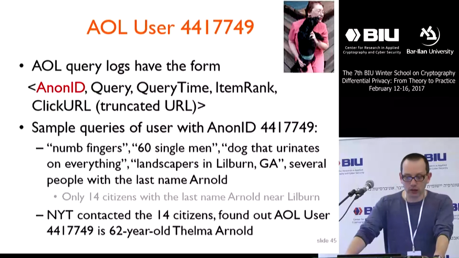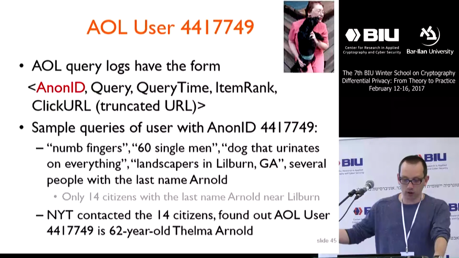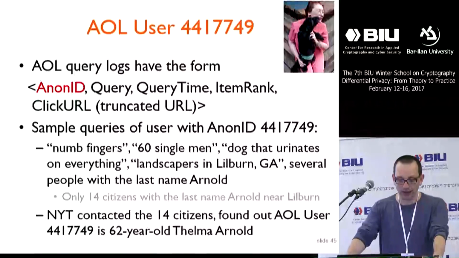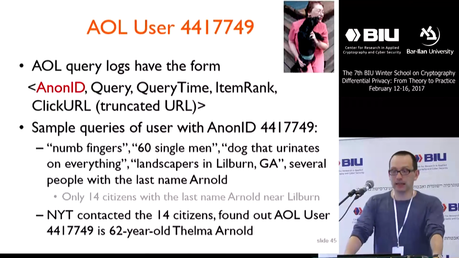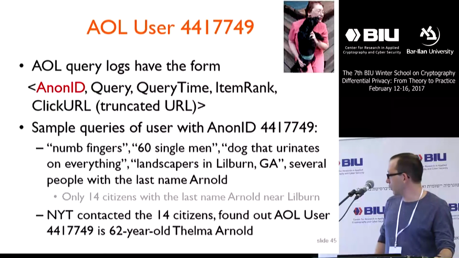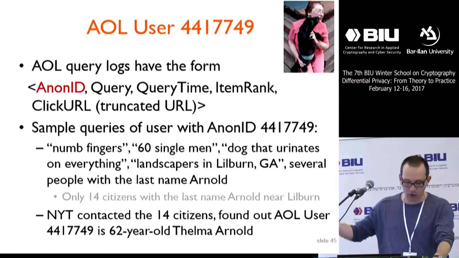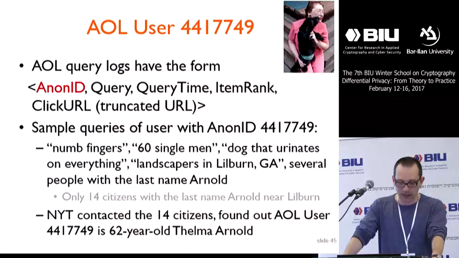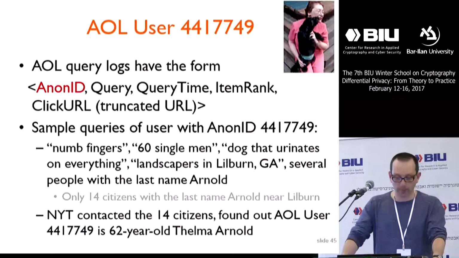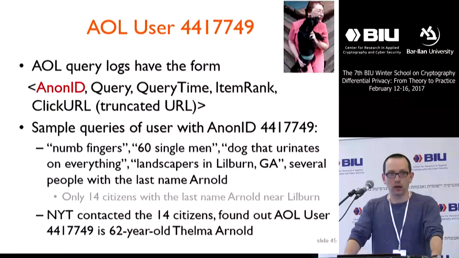All of these query logs have this form. There is an anonymous ID, then the search, the time the search was performed, and the URL they clicked on. And some New York Times reporter looked at one particular user, so that's the actual number of that user, and noticed that that user performed searches for single men over 60, and what to do with a dog that pees everywhere, looking for landscapers in some little town, Lilburn, Georgia, and searching for people with a particular last name.